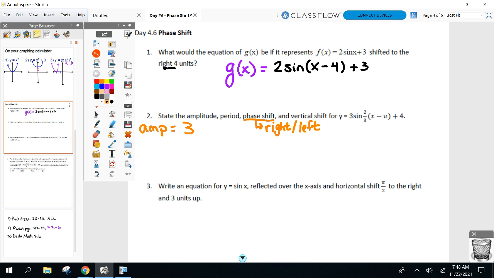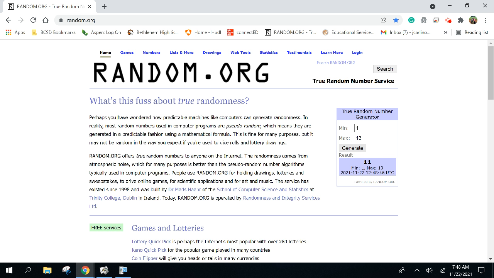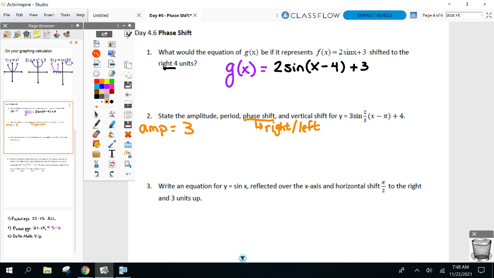And I want you guys to know, even if I put negative 3 there, it's still 3. Amplitude is always positive. The negative just means you're going to flip. Even if I put a negative 3 there, the amplitude is still 3. Always positive. Period. You got a formula for me to find period? What's the period formula we've been using? 2 pi over b.